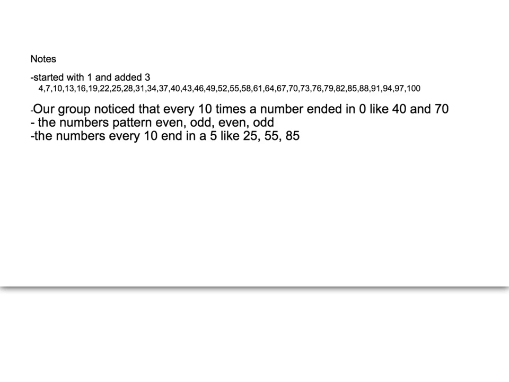94, 97, 100. Our group noticed that every 10 times a number ended in a 0, like the number 40 and then the number 70. So every 10 numbers, it went up and it ended in a 0.